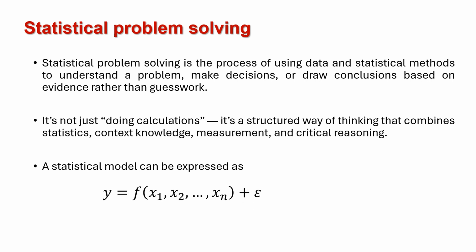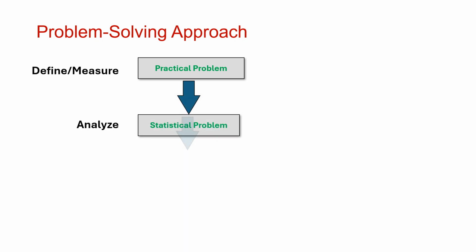So a statistical model can be expressed in the form y equal to f of x1, x2, etc., xn plus epsilon. So you can see three types of variables here. Y is your dependent variable, x1, x2, etc., xn are the input variables, and epsilon is your error term. And the presence of epsilon decides whether the model is going to be good or bad. That term is also called the nuisance term, disturbance term, error term, or uncertainty term or random term. And that term is very important in statistical modeling.